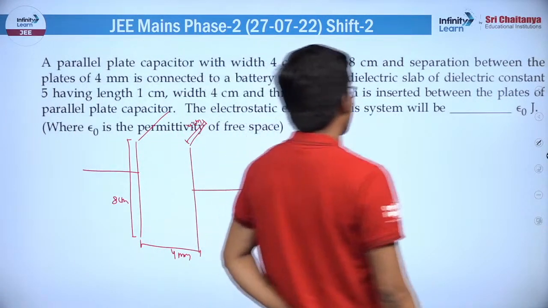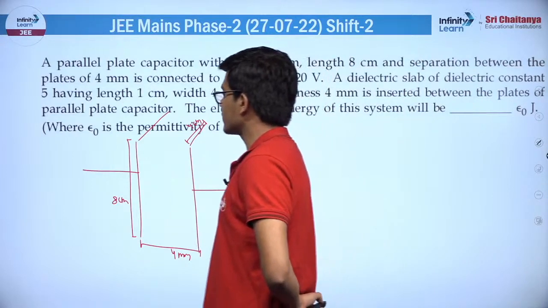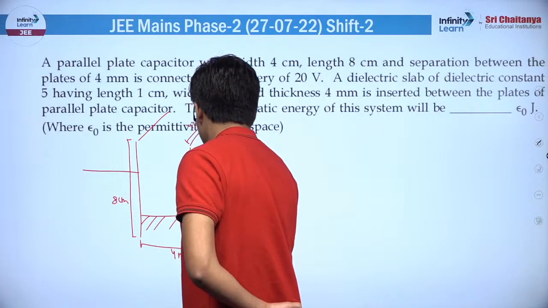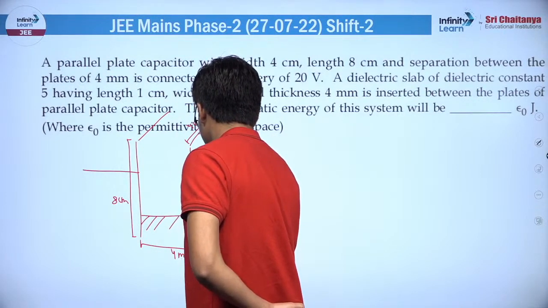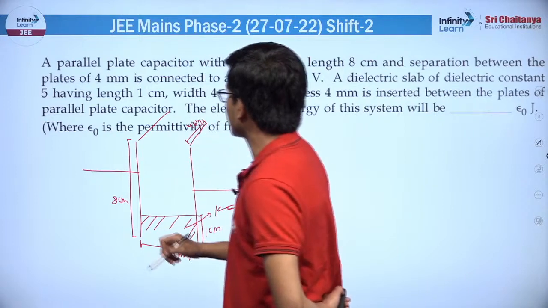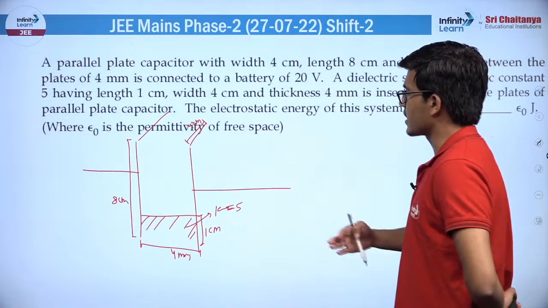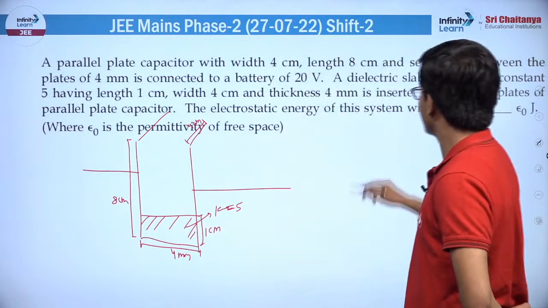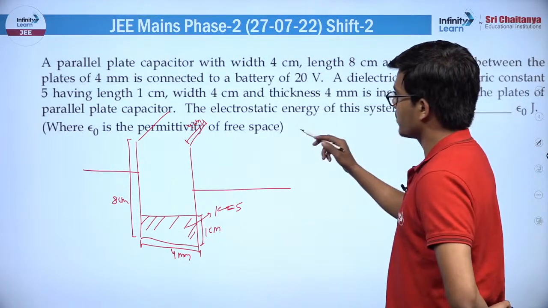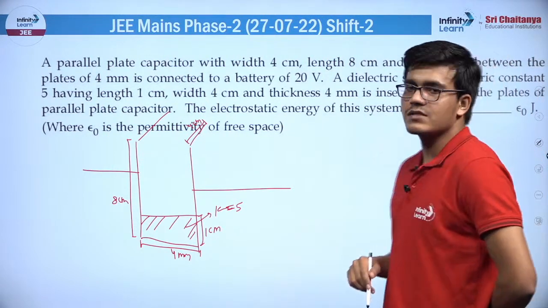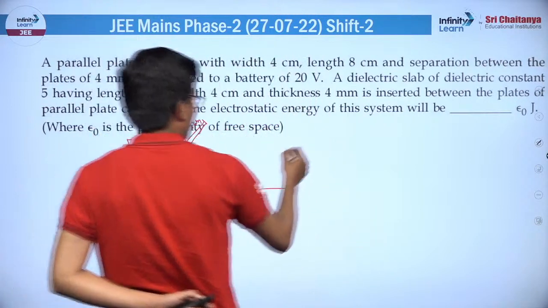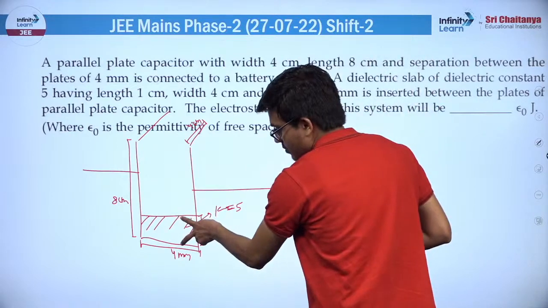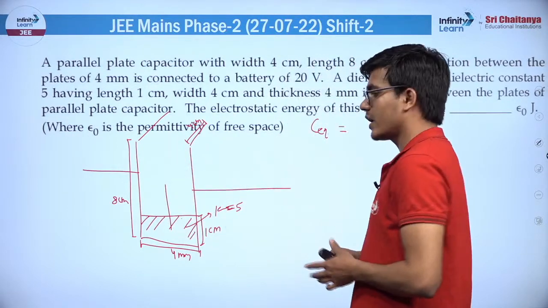A dielectric slab of dielectric constant 5 having a length of 1 centimeter. So you only have a dielectric whose K is 5 and length is 1 centimeter. All right, the width is 4 centimeter, which means inside it is also 4 centimeter. Thickness is 4 mm, which means it is fully filled between the plates. It is injected between the plates of the parallel plate capacitor. Find the electrostatic energy of this system. So if you want to find the energy, we must know the C equivalent first, right? So there are 2 capacitors, one is this smaller one, the other one is this bigger one, right? And both are in parallel.